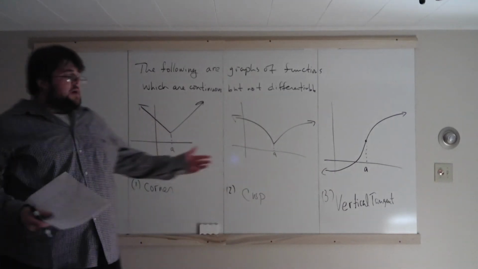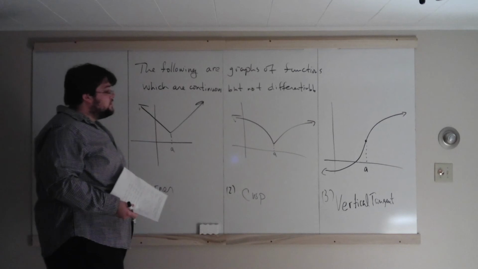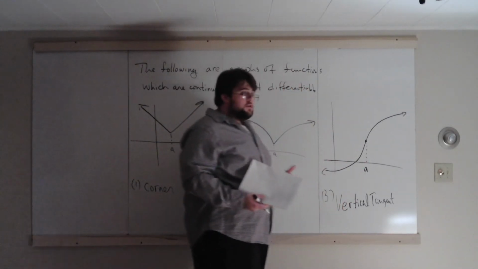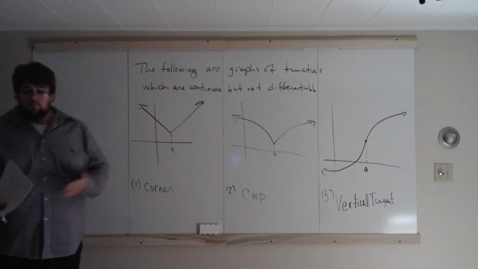So these three types of examples are important to know: a corner, a cusp in particular, and a vertical tangent are continuous functions which are not differentiable. And definitely for the absolute value, it's good to be able to go through that argument with the definition.